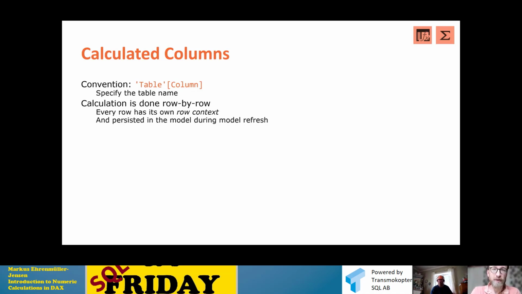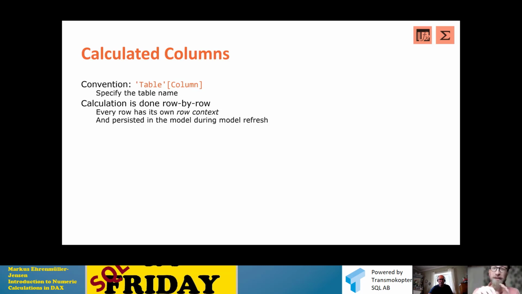A calculated column is also persisted in the model. So if you add calculated columns, not only the formula is added, but also the calculation is done and it's persisted. So the more calculated columns you have, the bigger your Power BI file, the bigger your Analysis Services tabular model will be on disk and in memory. This is also very important if you're coming from a SQL Server side. If you have a calculated column in SQL Server, the calculated column is not persisted.